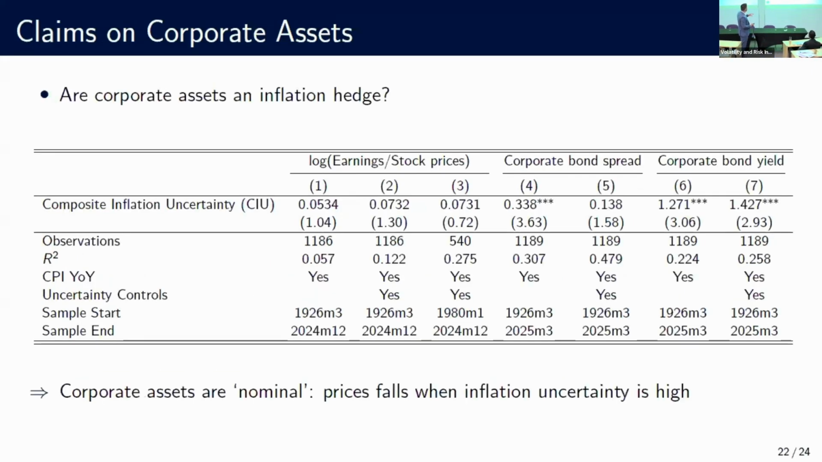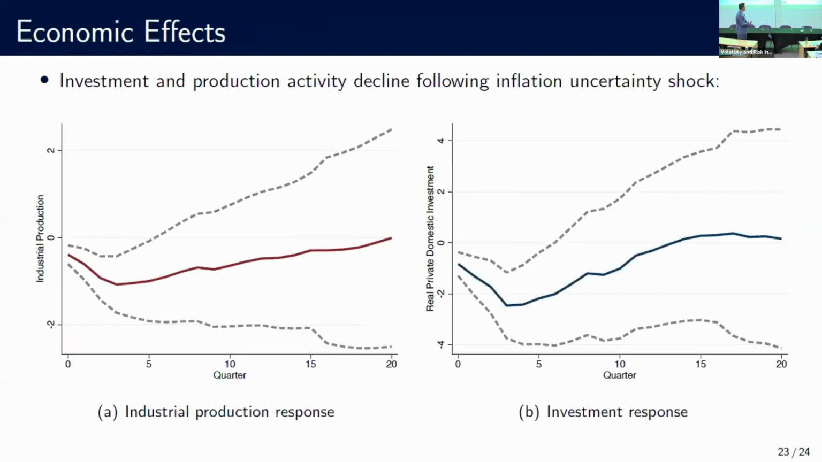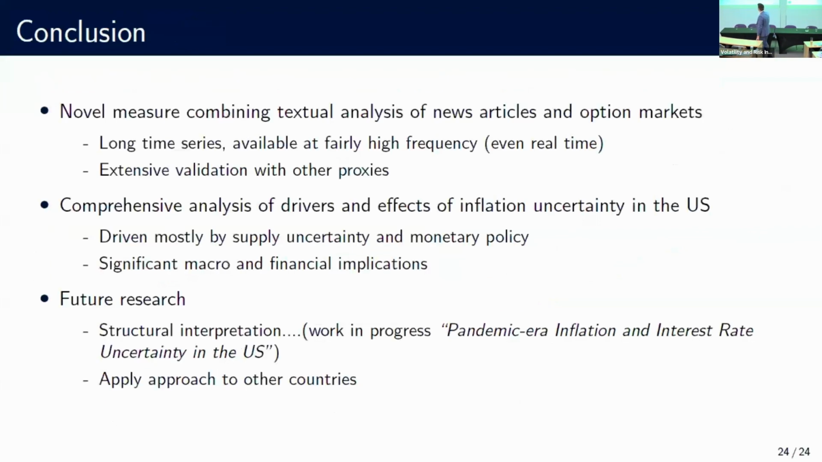Cool. We also do a similar study for corporate assets. We find that debt, as you would expect, loses its value. Equity prices, the relationship is not so clear. It's neither a real asset nor a nominal asset. Finally, we trace out the economic implications, and we find that when inflation uncertainty is high, generally there's lower investment and industrial activity. Okay, let me conclude here.